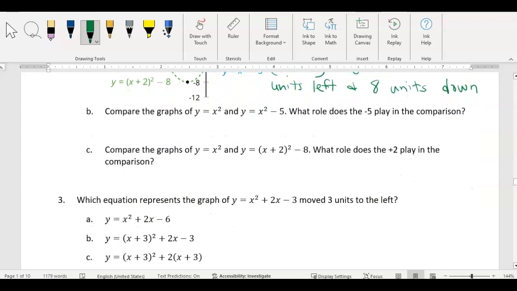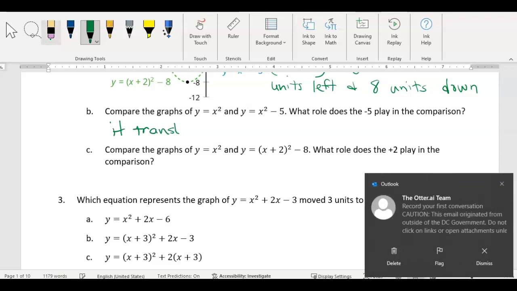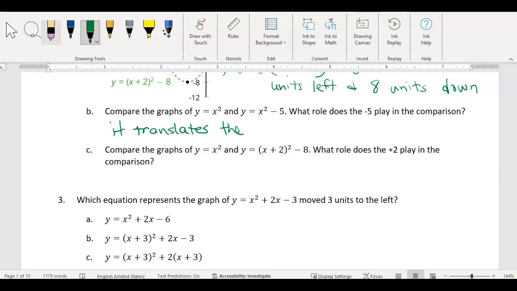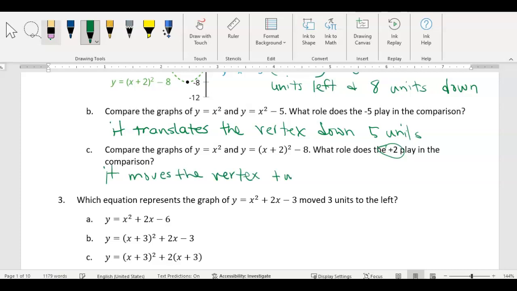All right, it says compare the graphs of x squared and x squared minus 5. What role does the minus 5 play in comparison? So it translates the vertex down 5 units. And then it says, compare the graphs of x squared and (x plus 2) squared minus 8. What role does the plus 2 play? So it moves the vertex 2 units left.